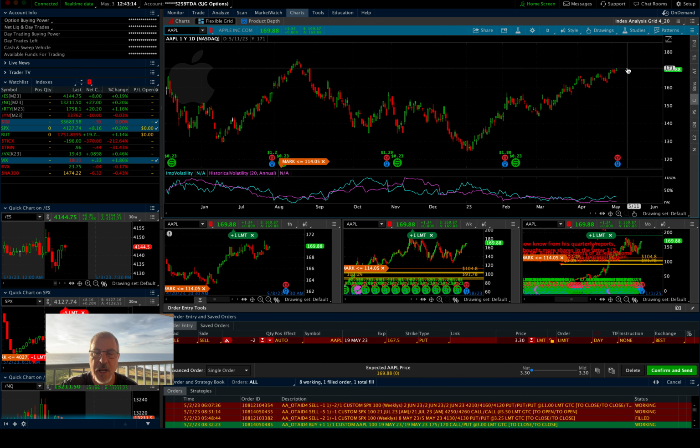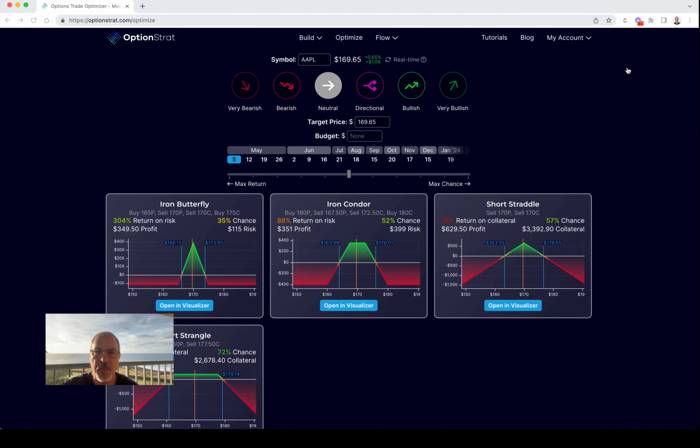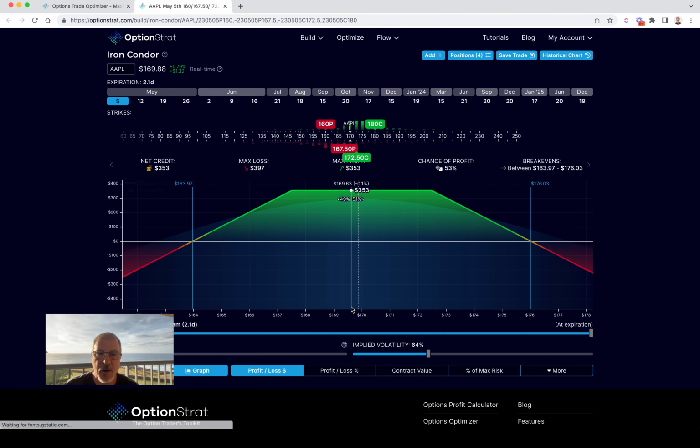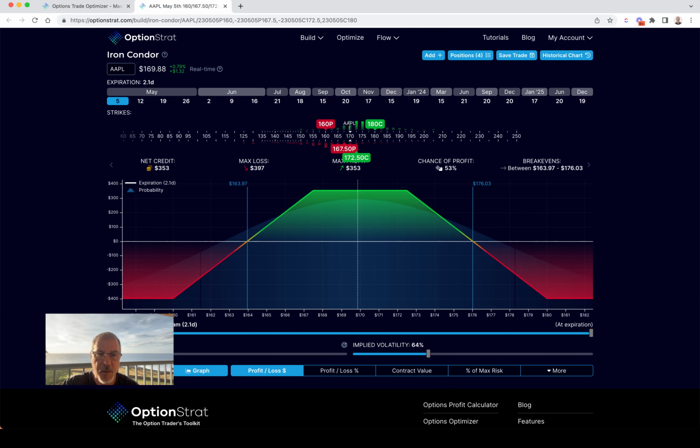So I'm going to want to allow a little extra room to the upside in this trade. So how do we configure something like this? Well, I'm going to call this largely neutral, but you'll see in a minute I'm going to adjust that a little bit. So I'm going to look at an iron condor, and let me tighten up my range here a little bit. I'm going to go a very short time out. So this is going to expire on Friday.